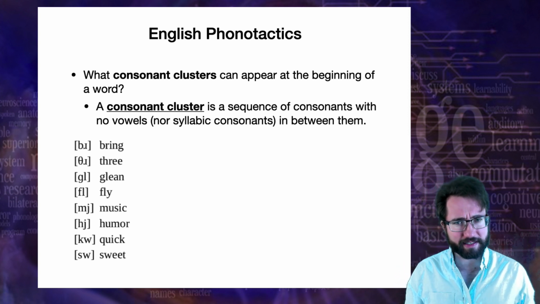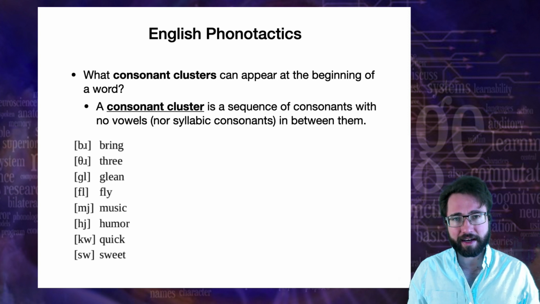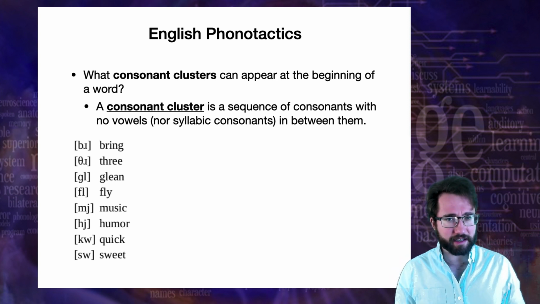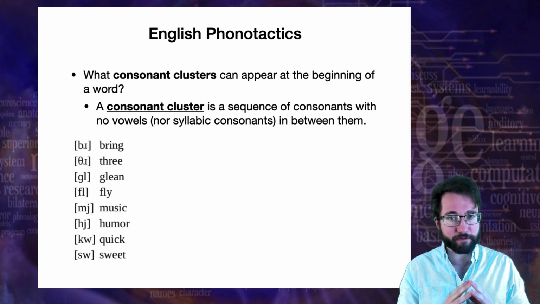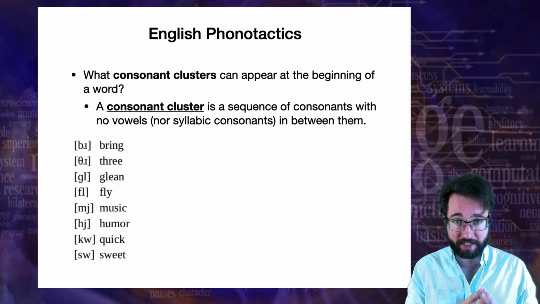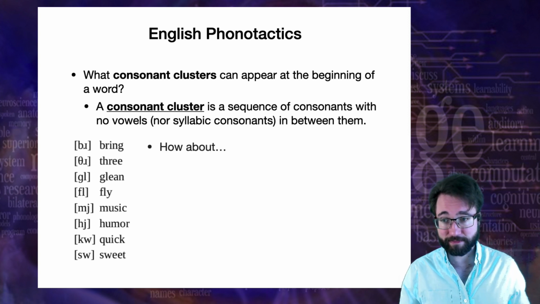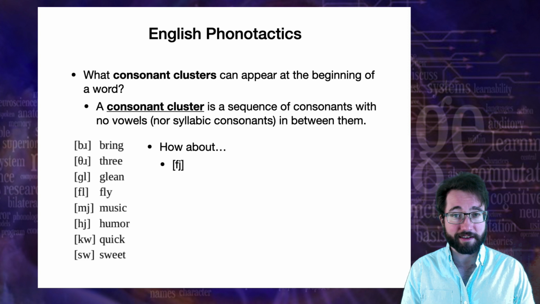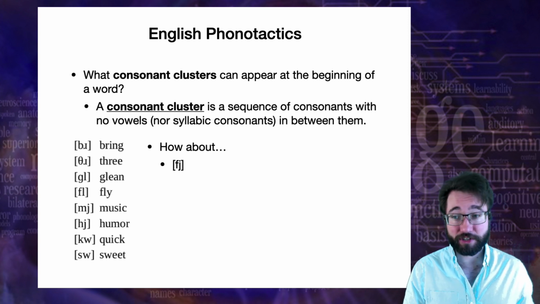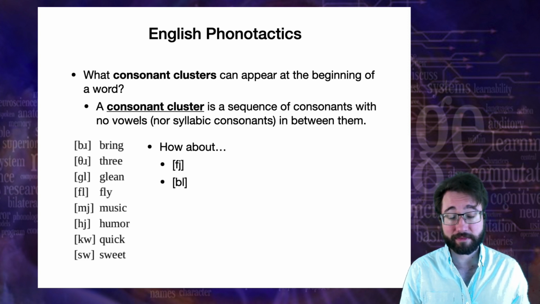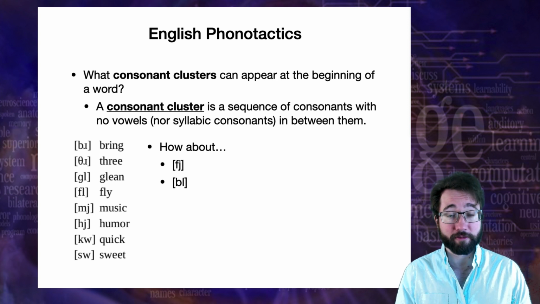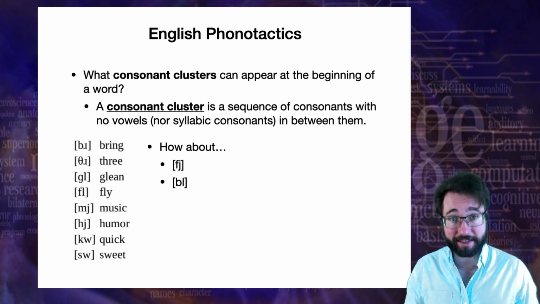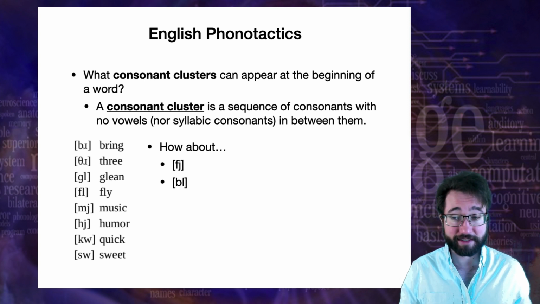So I'm going to show you some more examples of consonant clusters. And I'd like you to think, are these consonant clusters attested in English? Can you find examples of words that start with these clusters in English? So fr, think about it. Can you think of something that starts with fr? Well, there's fury. So we do have this consonant cluster in English. How about bl? We do have plenty of words that start with bl, like blink. So yes, that is a licit consonant cluster in English.